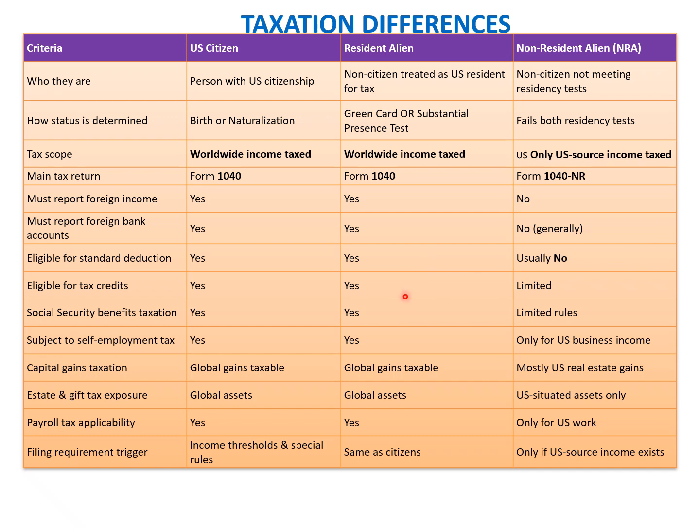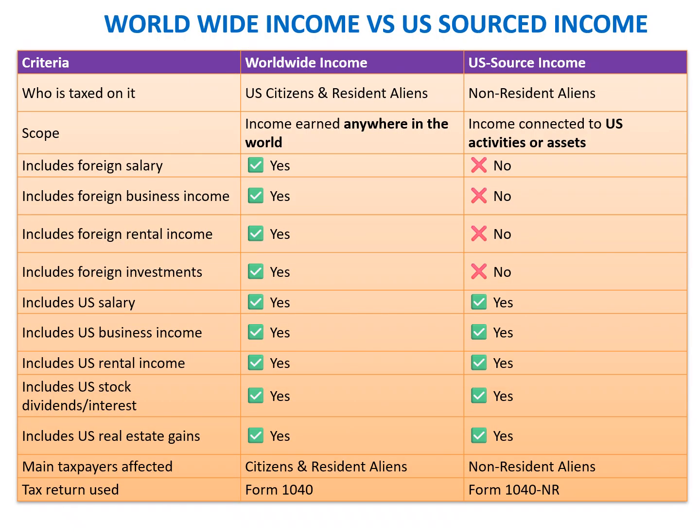Okay. Now, having understood the concept of the residential status, we also quickly showcase the comparative analysis between the U.S. citizen, the resident alien, and a non-resident alien. We'll try to explain the concept of the worldwide income versus the U.S. source income. So criteria, who is taxed on it? The worldwide income is taxable for US citizen and resident aliens. US source income is only taxable for the non-resident alien. Worldwide income scope is income earned anywhere in the world. US source income is income earned connected to US activities or assets.